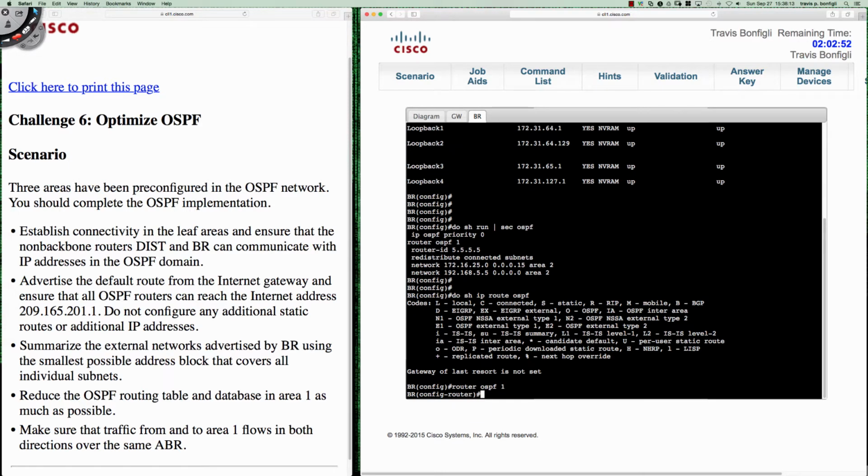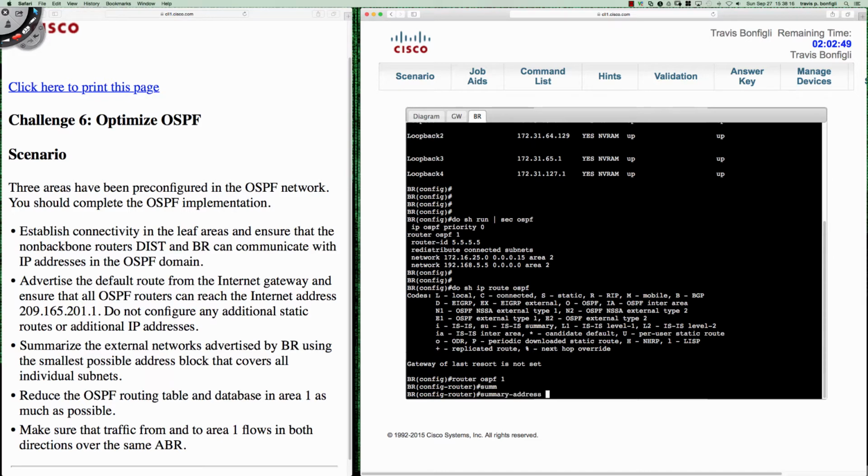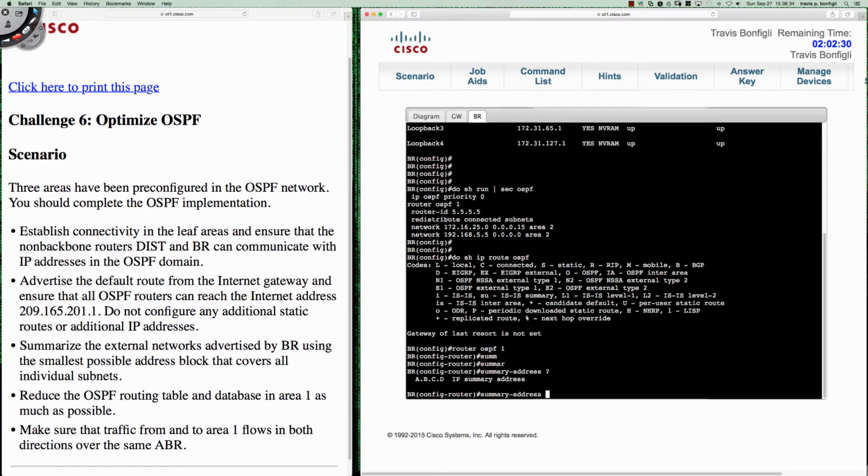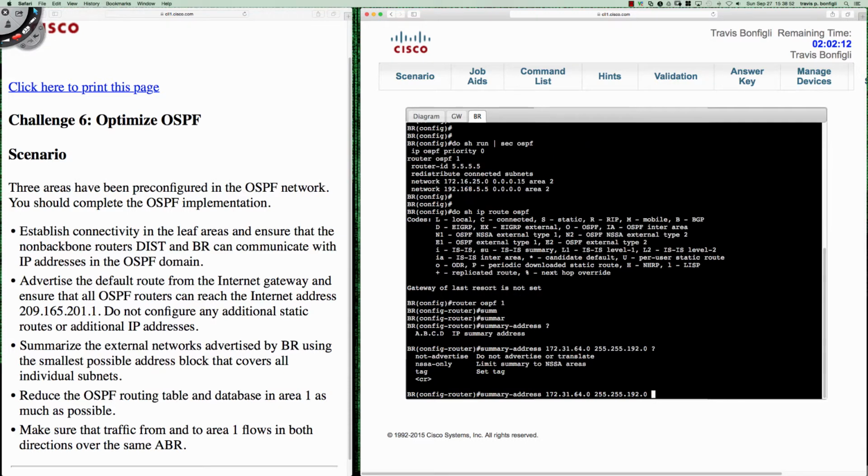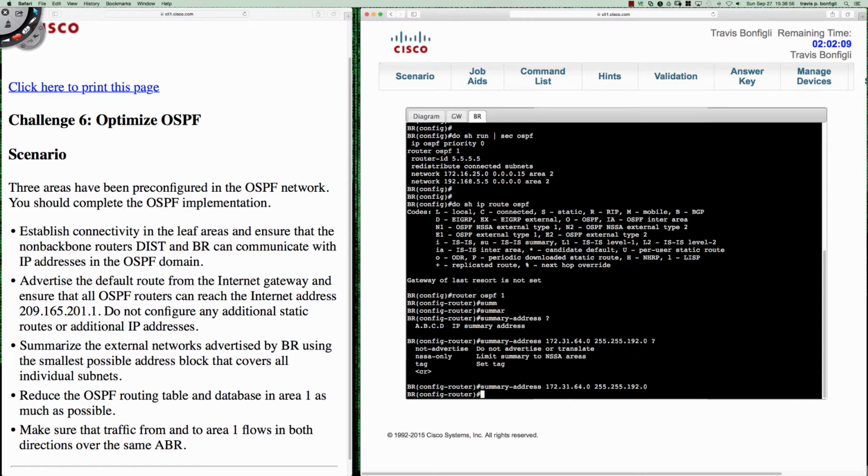Yep, router Ospf 1. And we're going to go ahead and enter in our summary, or actually, it wouldn't be a summary address. We're going to end up saying, yeah, so is it going to be a summary address? Yeah, so we're going to summarize these external routes. So we'll say summary address 172.31.0.0 255.255.192.0. I keep thinking for some reason these are internal routes.